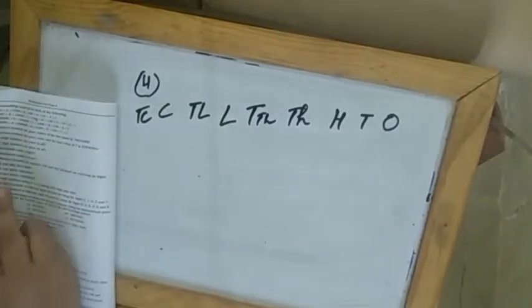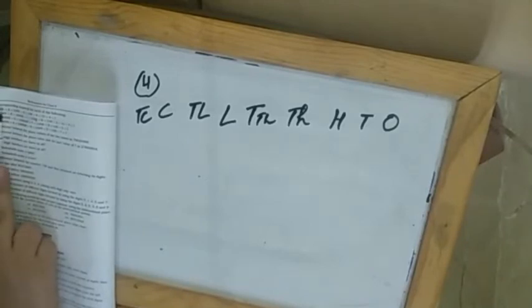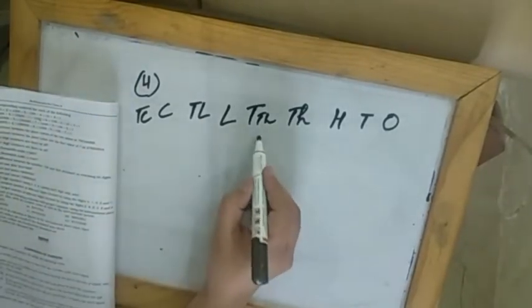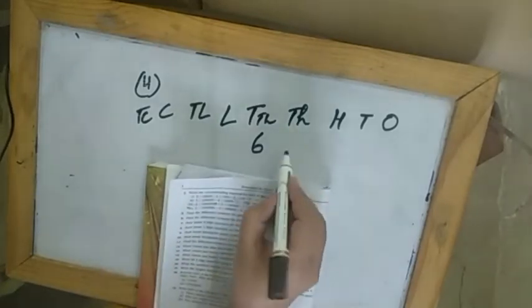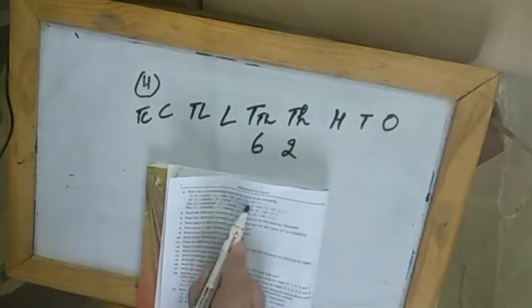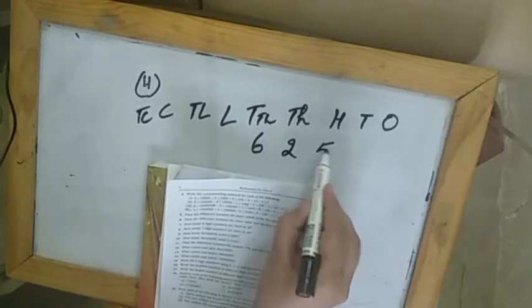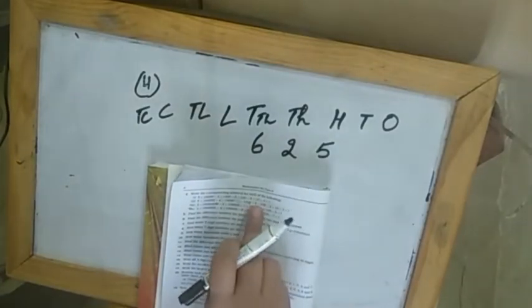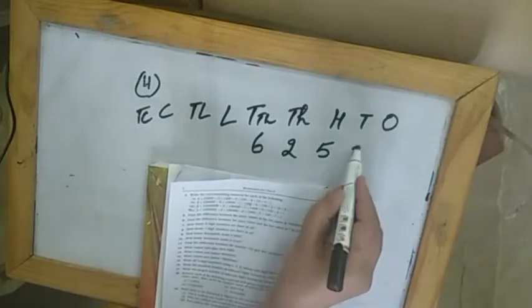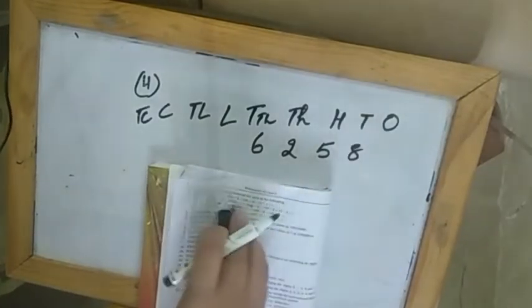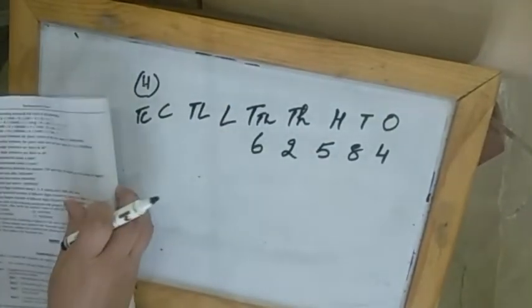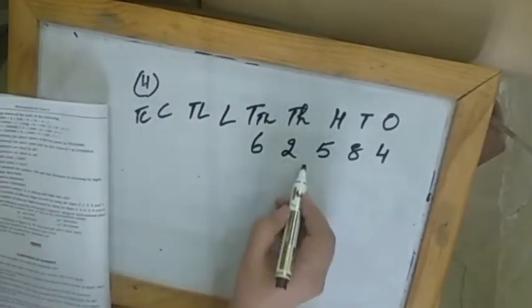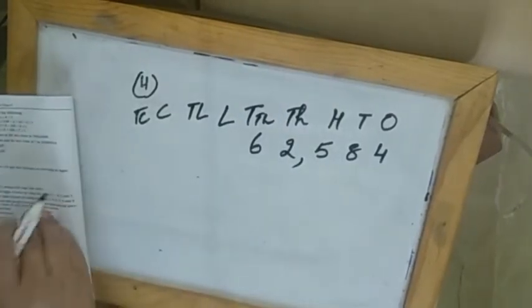The first part says 6 into 10,000, which means 6 will come under the 10,000 place. Then it is written 2 into 1000, means 2000, so 2 will come under the 1000 place. 5 into 100 means 500, so 5 will come under the 100 place. 8 into 10 means 80, so 8 will come under the tens place. And 4 into 1 means 4 ones. So this is the required number, 62,584.